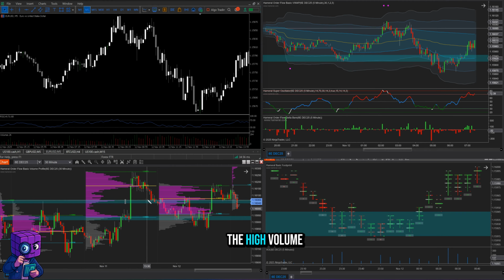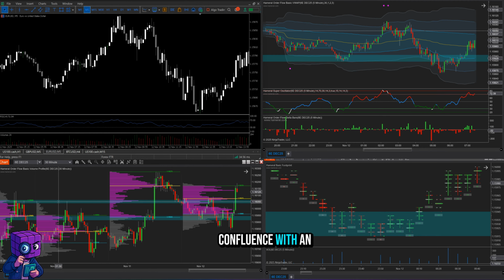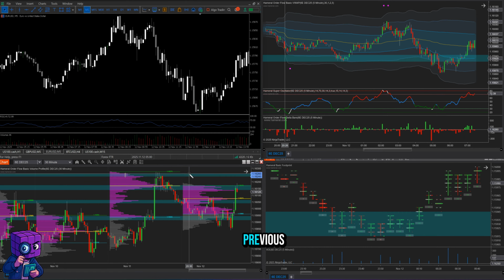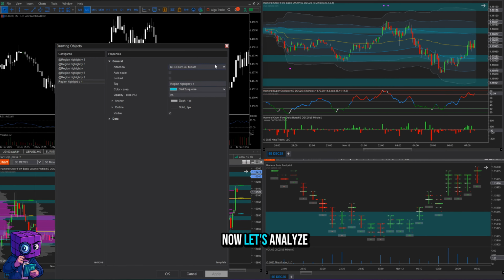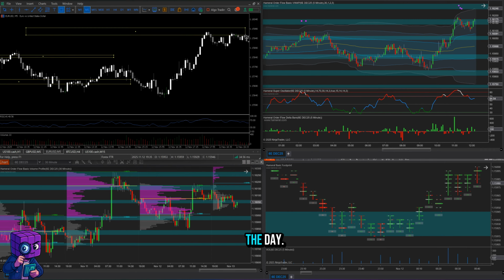Then we mark the high volume node here that is having confluence with an older VAH, the previous POC, previous VAH. And we go a bit back and take the POC and VAL from 2 days ago in case the price goes down. So we are prepared with some areas. Now let's analyze the opportunities of the day.